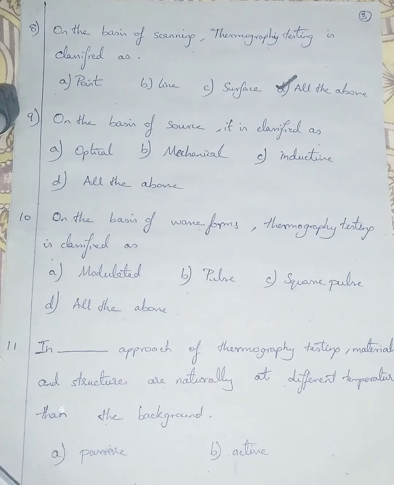Question number 9. On the basis of source, it is classified as. What is the source we use? Option A is optical, option B is mechanical, option C is inductive, and option D is all the above. On the basis of source, it is classified as optical, mechanical, and inductive. So I'm going with option number D, all the above.